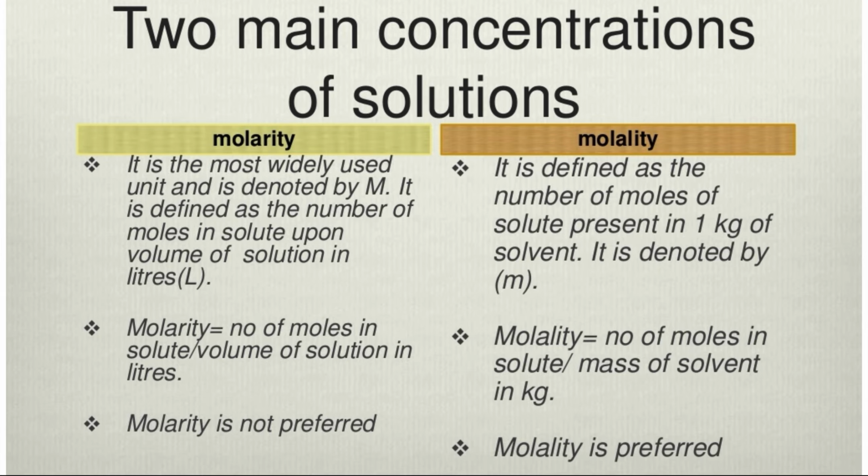Next, the two main concentration types: molarity, which is based on volume, and molality, which is based on mass. Remember, temperature change affects molarity but not molality. Molarity is the most widely used unit and is denoted by capital M, and molality is defined as the number of moles of solute present in 1 kilogram of solvent. It is denoted by small m.